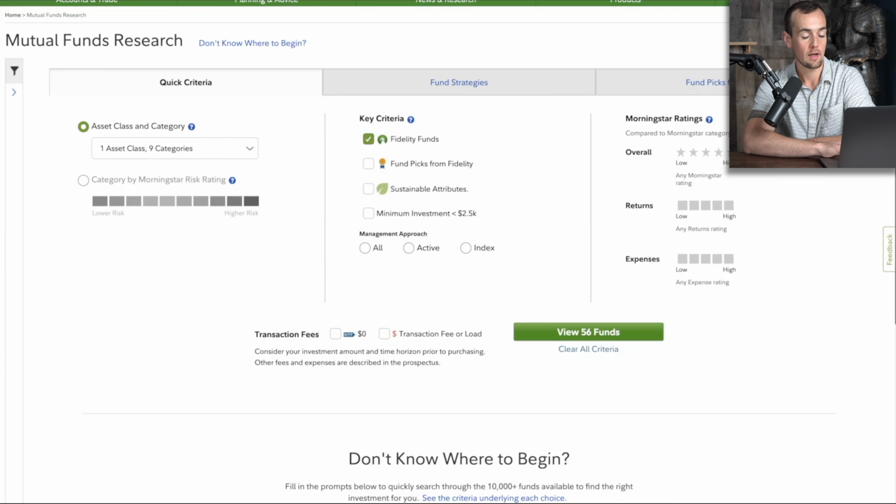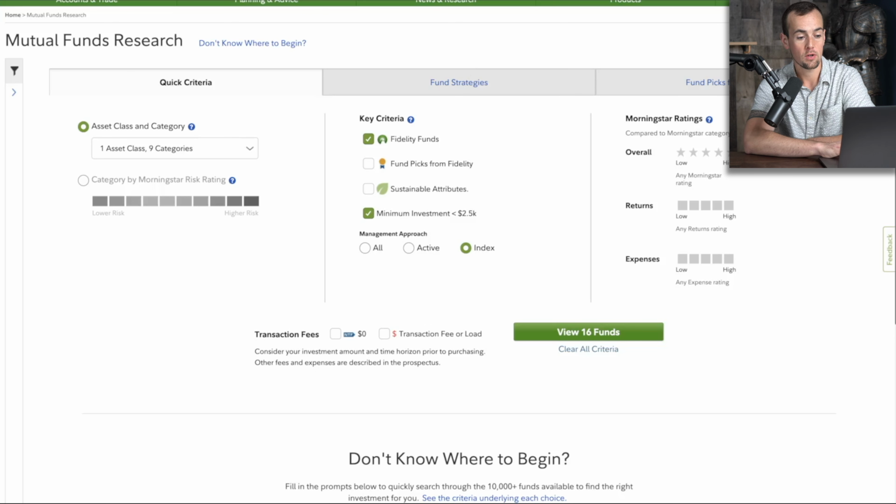And then you can also look at ones that have a minimum investment of less than $2,500, so that would also be useful. And let's say you're looking for an index approach to management instead of an active approach. That means you're not paying mutual fund managers to actively pick and choose the investments. Instead, it is just going to be a passive approach where they are following an underlying index.